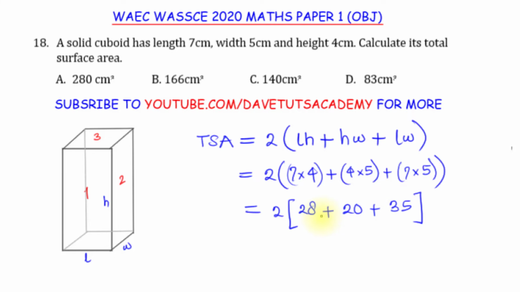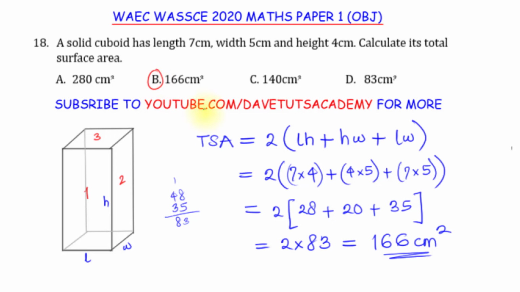So we need to add these 3 entries. 28 plus 20, that will be 48. And 48 plus 35, we want to evaluate that. 8 plus 5, that is 13, remaining 1. 4 plus 3, that is 7, plus 1, that is 8, so 83. So this is the same as 2 times 83. And 2 times 83 is, 2 times 3 is 6, 2 times 8, that is 16, so 166 centimeters square. Okay, so if you look at the options that we're given, we can see that option B corresponds to this answer, that it is 166 centimeters square.